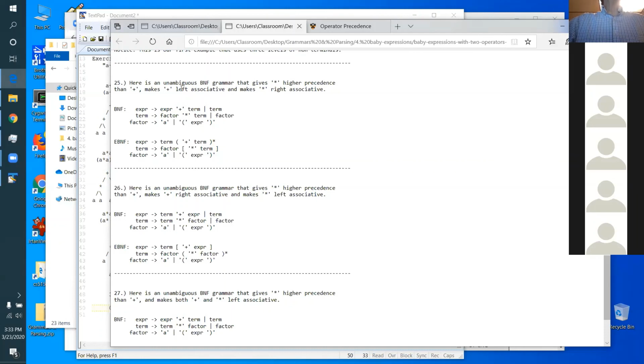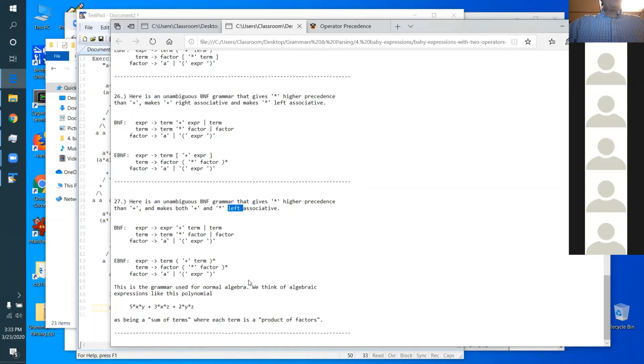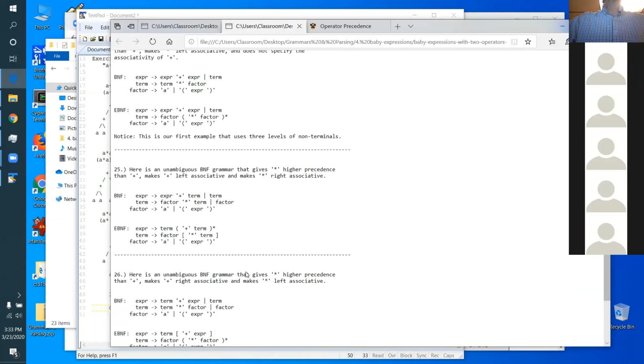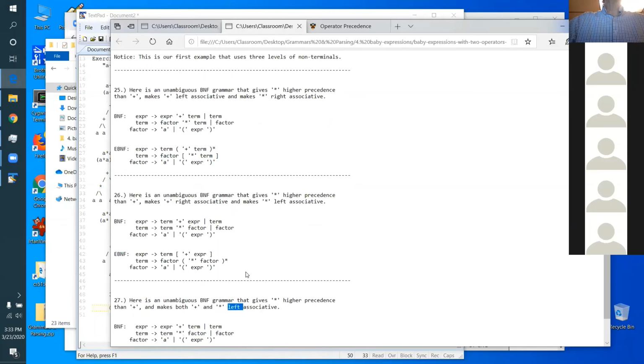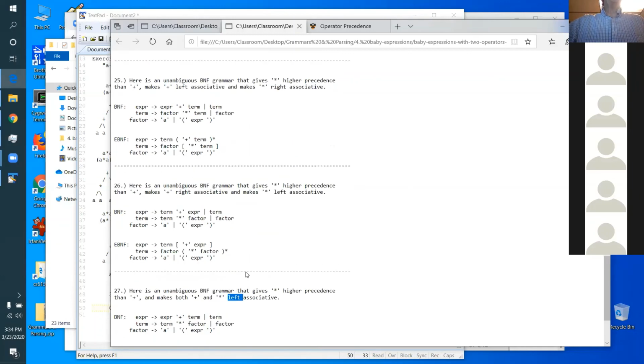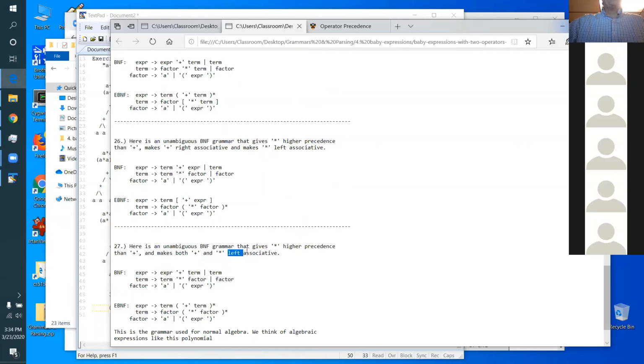See, there's 3. This one's left, right. This one's right, left. Then they're both left, and then, let's see, did I do both right? I did 3 out of the 4. I made one left, one right, then the other one right, and the other one left, and then made them both left, which is the one that we really use. And I didn't do the one for making them both right recursive.